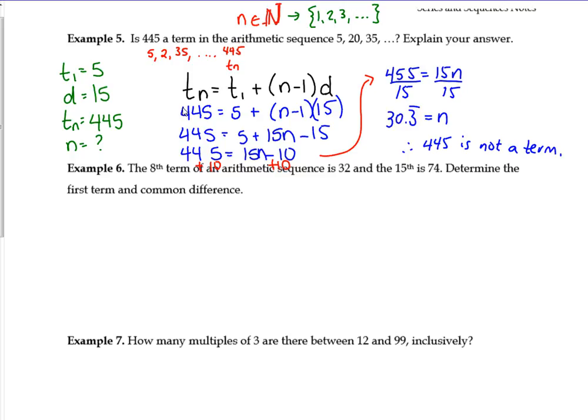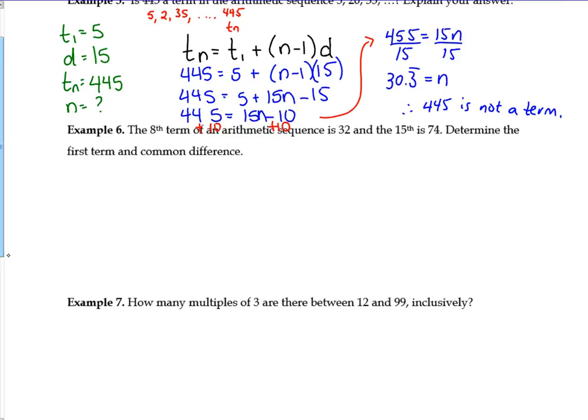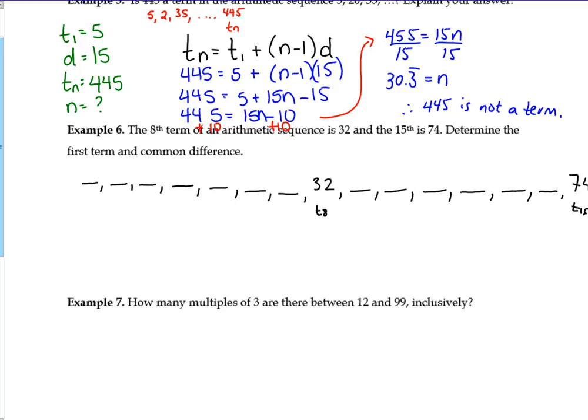All right, these are such popular, great questions. So what do I do? What happens if I give you the 8th term? So I'm going to draw some lines. 1, 2, 4, 5, 6, 7. So the 8th term is 32. 9, 10, 11, 12, 13, 14, and the 15th term is 74. I'm going to put a star.